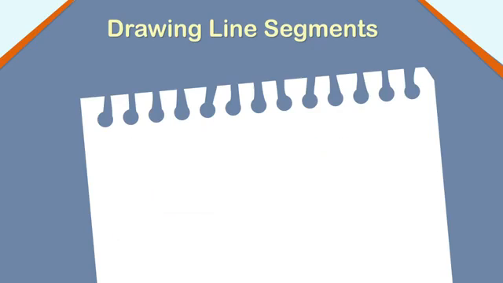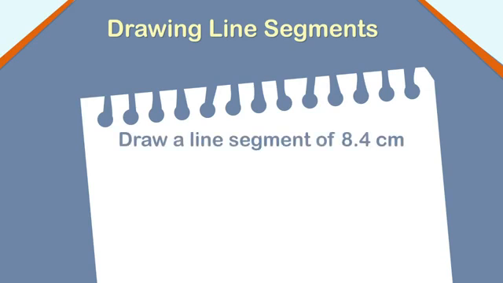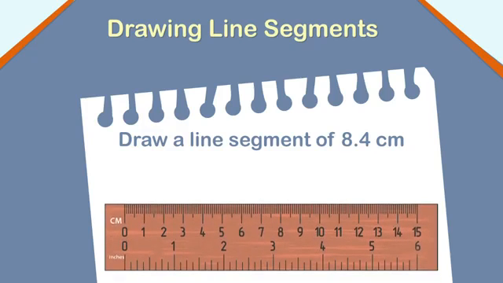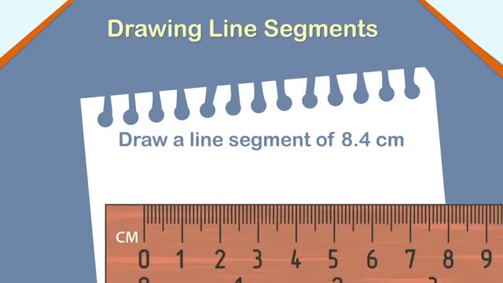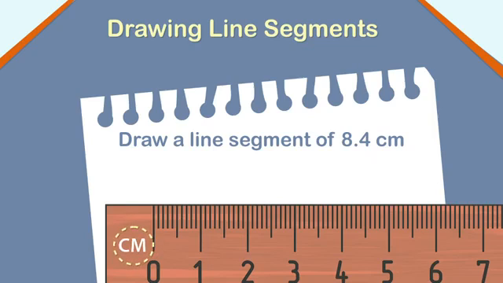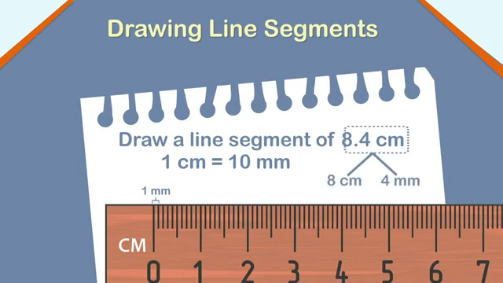Now, let us get a little more complex. Let us see how to draw a line segment measuring 8.4 centimeter. Look at the ruler closely. The ruler has markings in centimeters. Each centimeter is divided into 10 smaller divisions. Each small division is equal to 1 millimeter. So, 1 centimeter equals 10 millimeter. 8.4 centimeter is 8 centimeter and 4 millimeters.